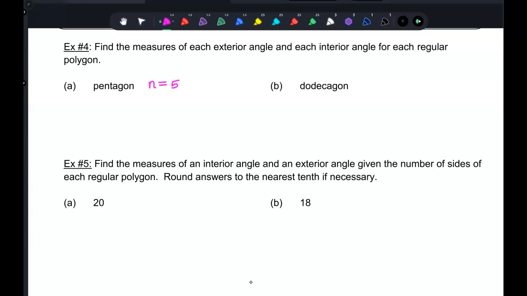Okay, so pentagon, let's start with it has 5 sides. I want to know one exterior angle, 360 divided by 5. So for one exterior angle, I mean 72. 72? Yeah.